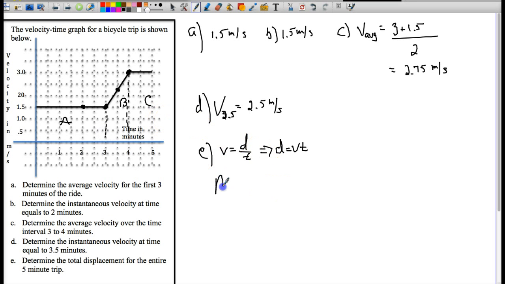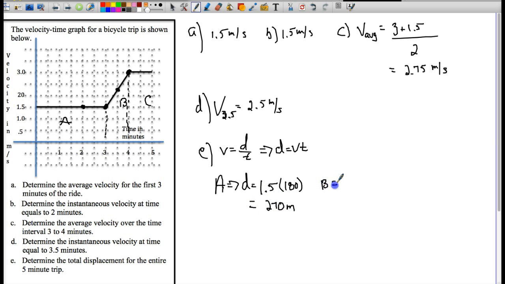For section A, we get that the average velocity from 1 to 3 we found in part A is going to be 1.5. And the time, now a little tricky. We've got speed in meters per second, but they give us the time in minutes, so we need to convert that into seconds. 3 minutes, 180 seconds. And then we find that that distance is going to be 270 meters.